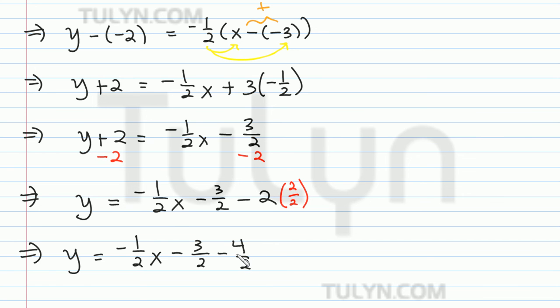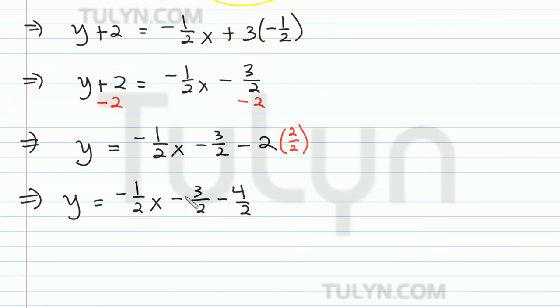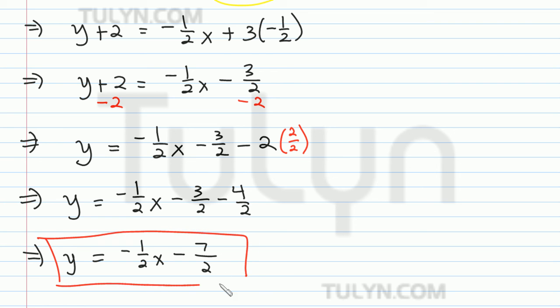And now, since these two have a common denominator, we can just combine them by combining the numerators and putting it under the same common denominator. So this is y is equal to -1/2 x minus 3 minus 4 is -7 over 2. So this equation, y is equal to -1/2 x minus 7/2, is the equation of the line that contains the two points given at the beginning.